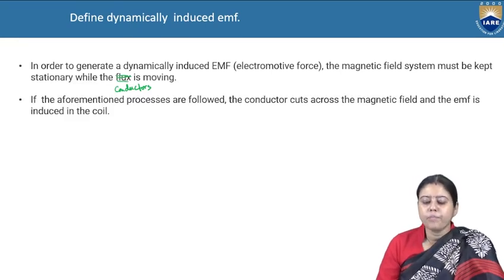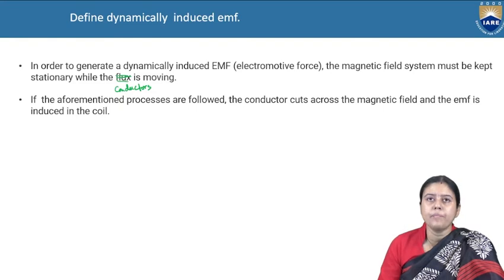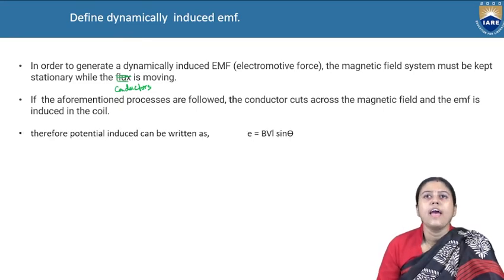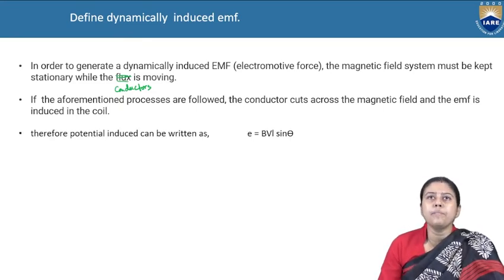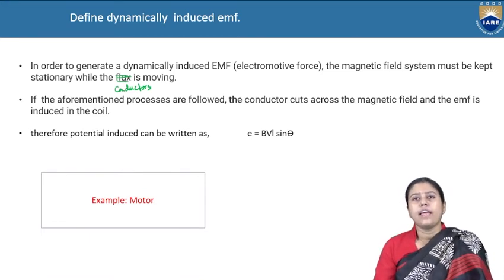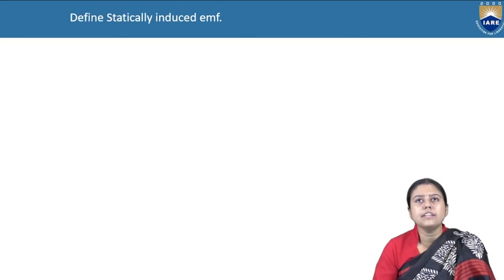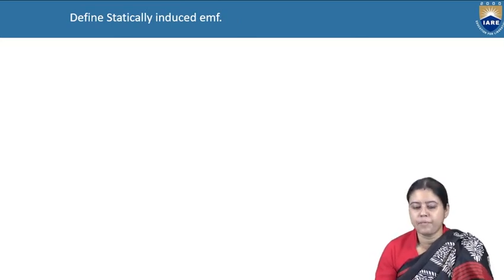So in this process, the conductors cut across the magnetic field and EMF is induced in the coil. And what is the value of the EMF? EMF is equal to E = BVL sin theta. And what is the example? The example is motor. Now define the statically induced EMF.